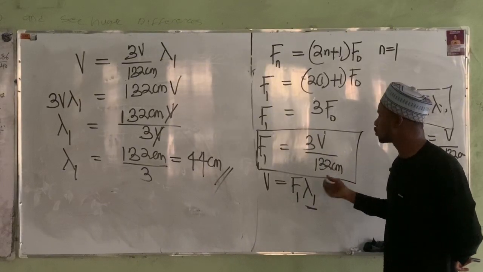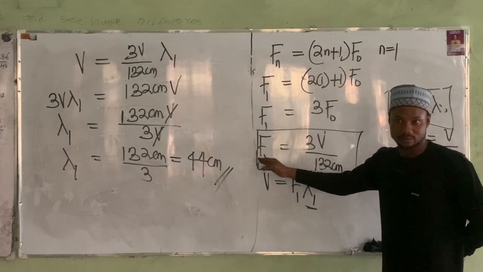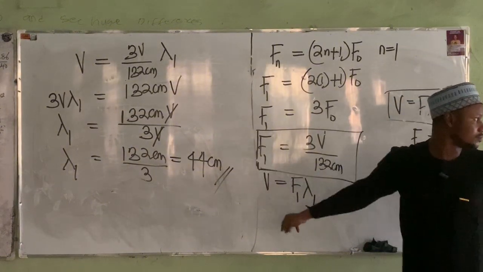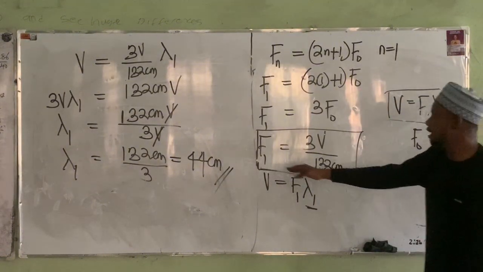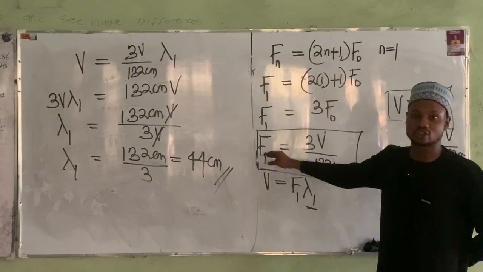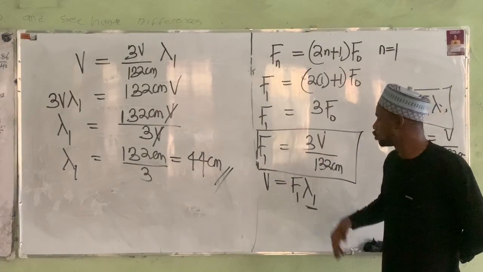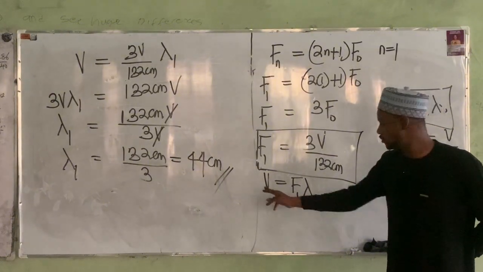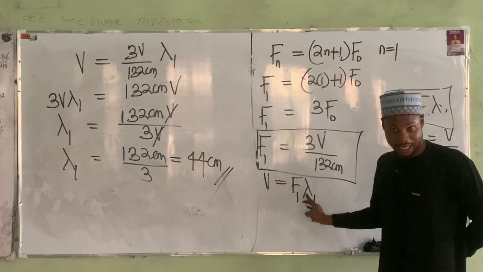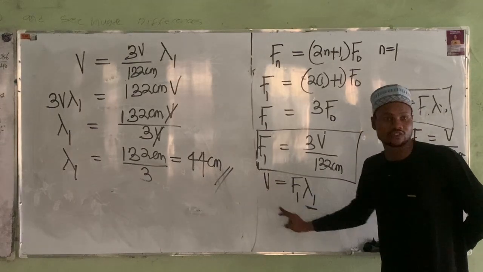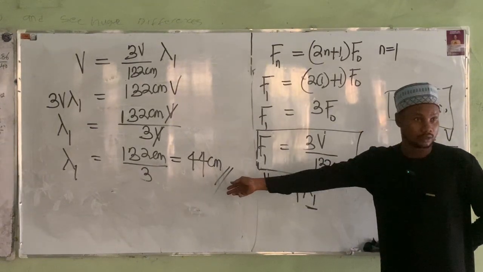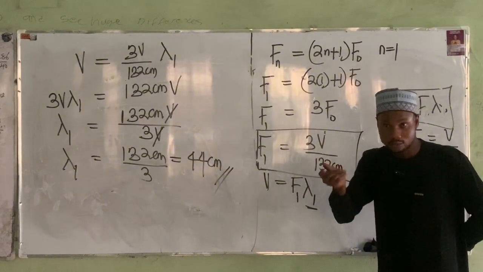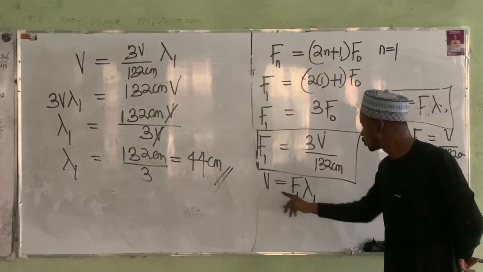But our intention is not to find the overtone frequency. Our intention is to solve for the overtone wavelength. Where do we get wavelength? Is it V equal to F lambda, right? But this one now is representing overtone, not fundamental. So this will be V equal to F1 lambda 1. We are using F1 to represent overtone.